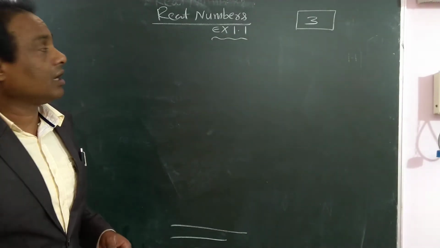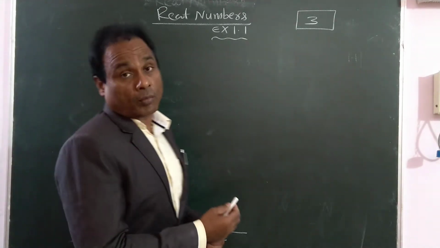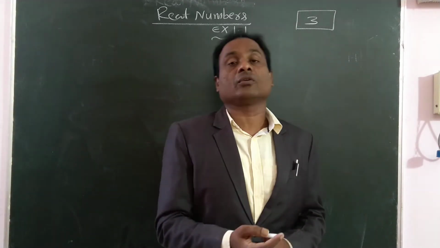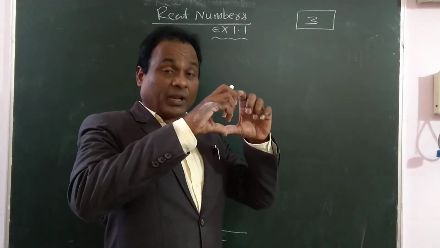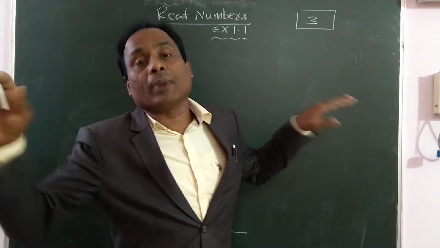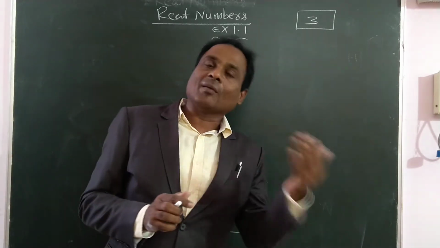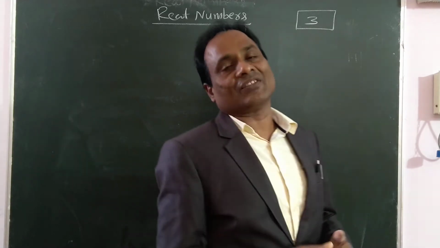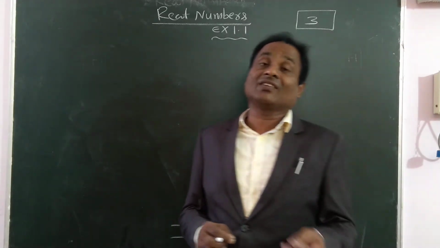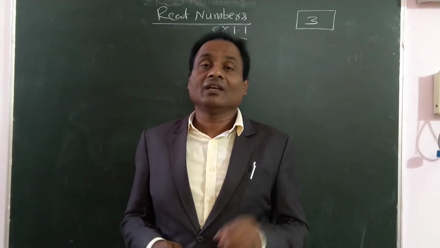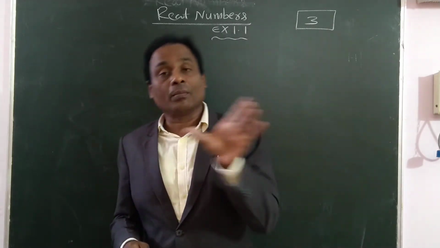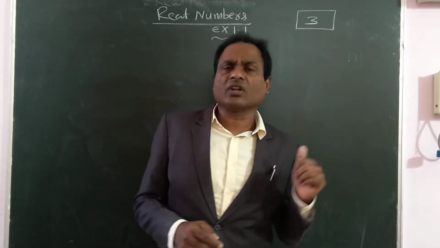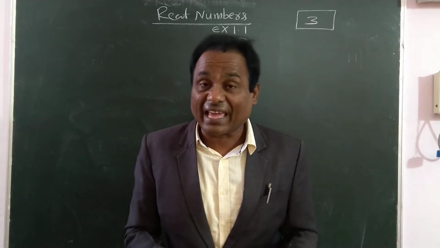Now I am going for the next model. I am going to explain the next model, that is expressing a given number on the number line. Given number means you know how to express the natural numbers, whole numbers, integers. So now we are going to learn expressing the rational numbers on a number line. That is also not a new concept, you studied it in the 8th class.